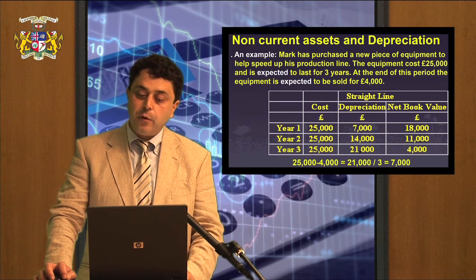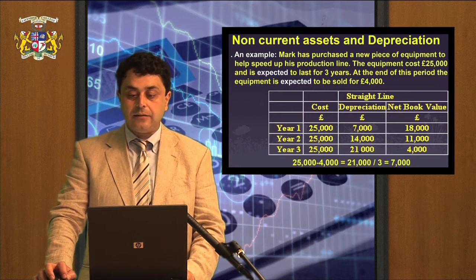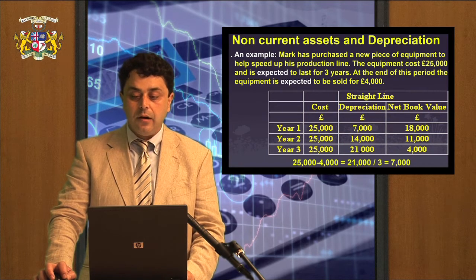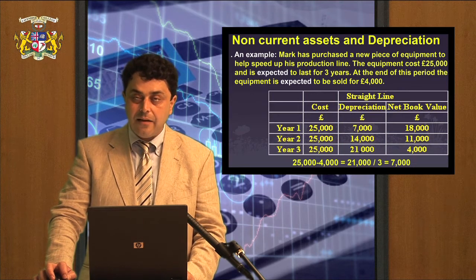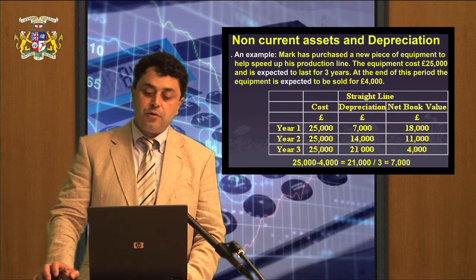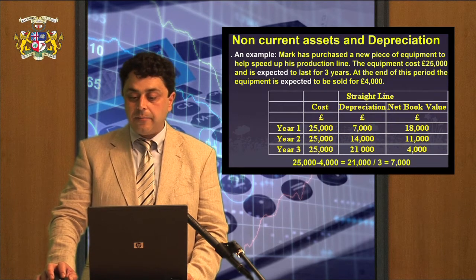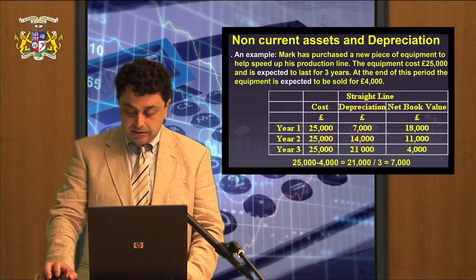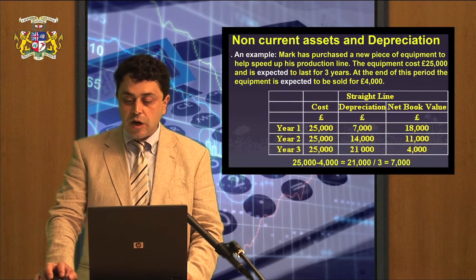So you can see that if we buy the asset for £25,000 and we sell it at £4,000, the asset within the next 3 years will have lost £21,000, which is equal to £7,000 per year. So when it comes to recording depreciation, we always start by recording the asset at cost, and then we deduct the depreciation charge for the year.